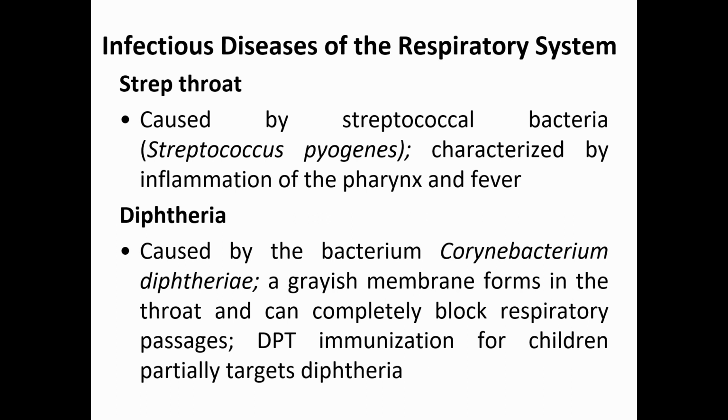Some infectious diseases of our respiratory system. First is strep throat, caused by streptococcal bacteria, Streptococcus pyogenes, characterized by inflammation of the pharynx and a fever. Please do not confuse this with the common cold. Okay, so strep throat, the sign is inflammation of your pharynx. However, it is very close to your common cold.